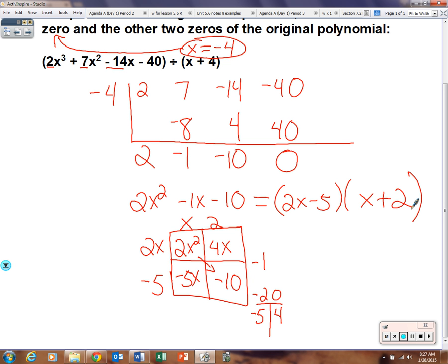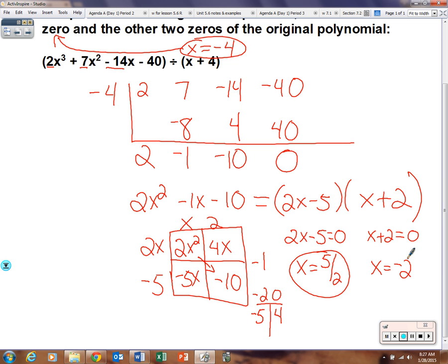Now, we've got to go one more step. What are the zeros? Again, ask yourself, what makes 2x minus 5 equal 0? Again, the two-step equation. You should get x equals positive 5 over 2. That's another solution, or another 0. And then again, x plus 2. What will make that equal 0? That would be x equals negative 2. There's the other 0.